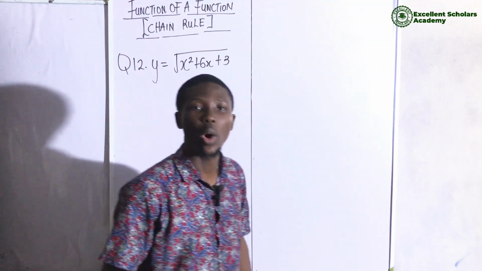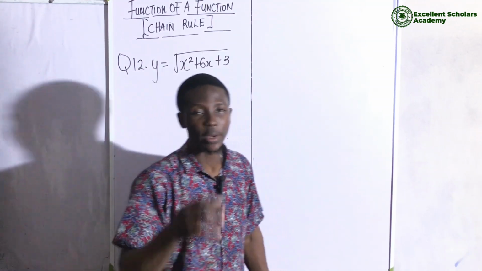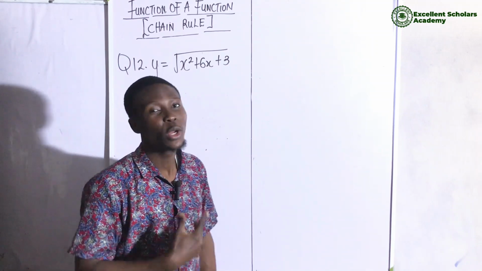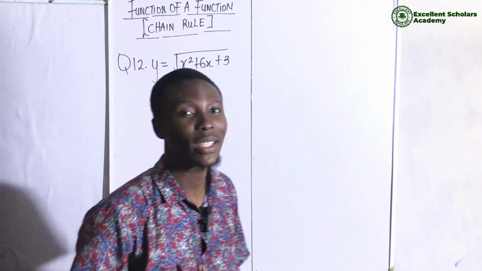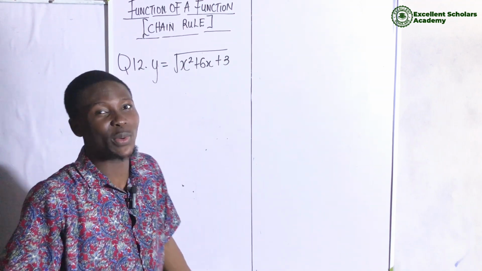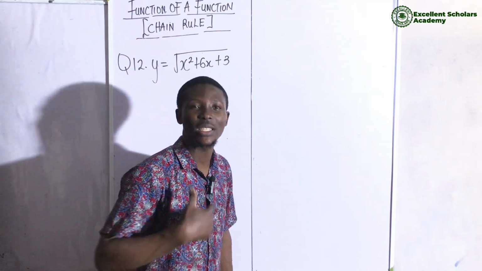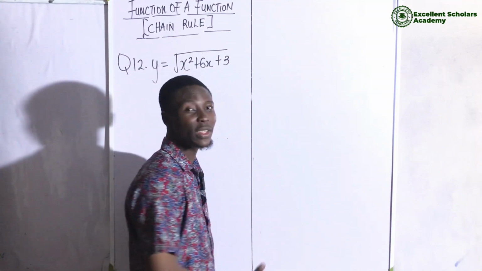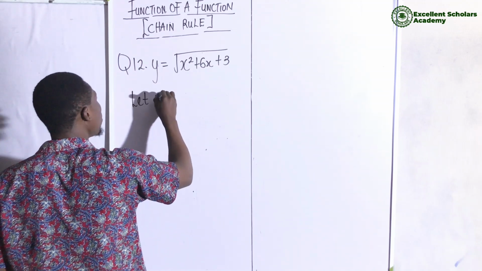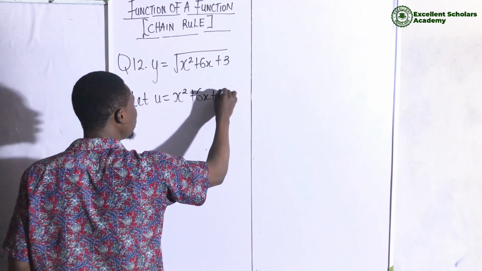Now this is the next question we're about to solve. y equals square root of x squared plus 6x plus 3. Now, I advise you to pause this video and try differentiating this to see if you are going to get the same answer as what I'll get when we are done solving it, since we're solving it together. Remember, this is not just me solving it, this is me partnering with you to solve this, okay? So now, you say let u be equal to x squared plus 6x plus 3.